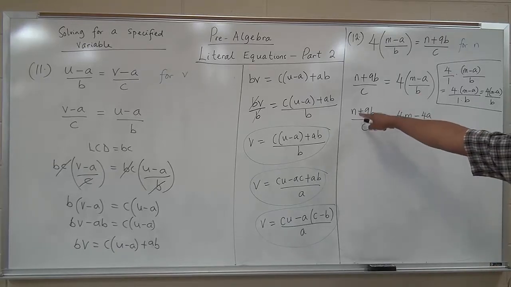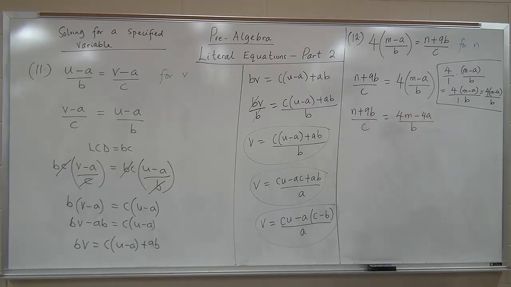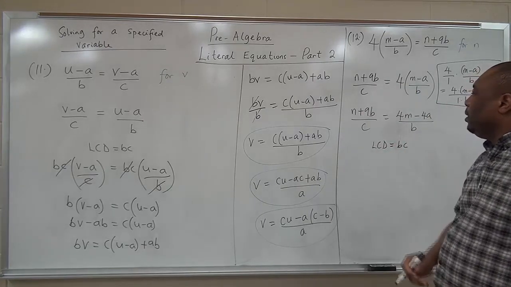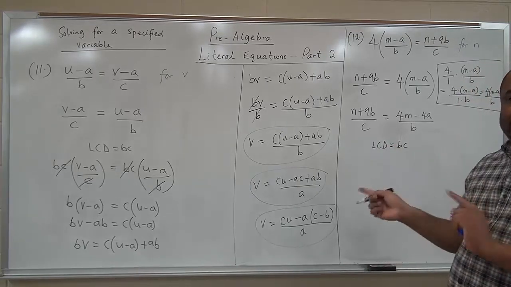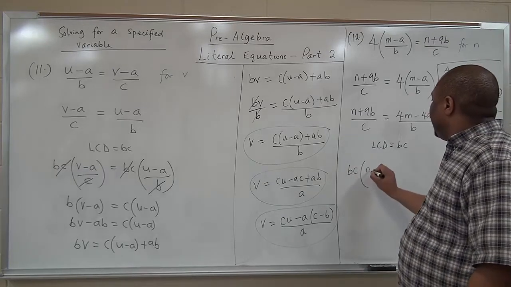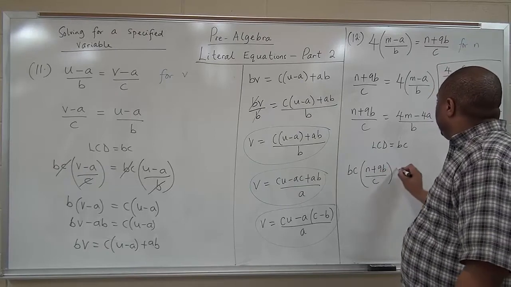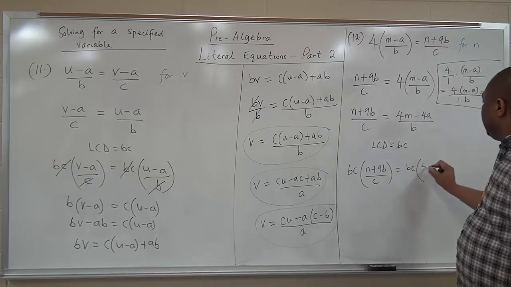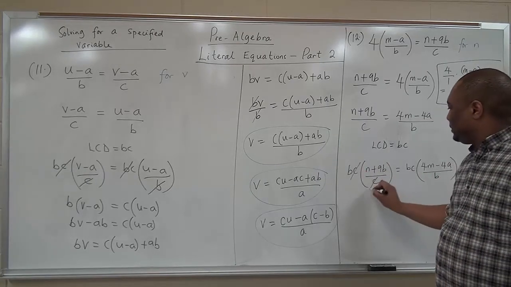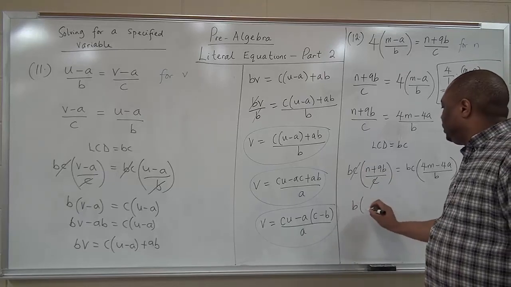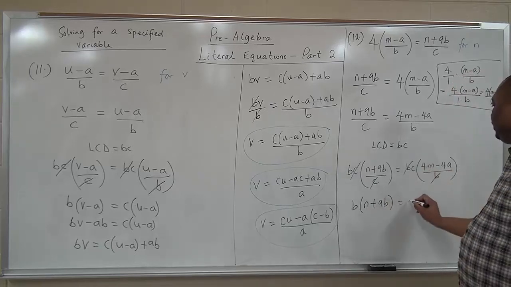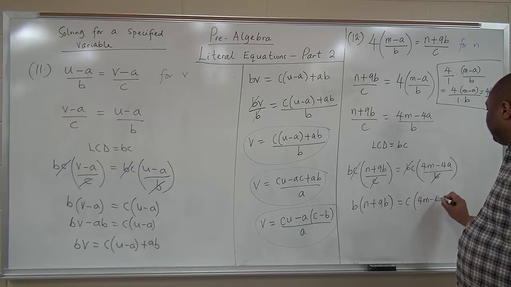Now remember, we are solving for n. So let's multiply. What's the LCD? If we don't like fractions, the LCD is BC. Multiply both sides by the LCD, which is BC. So BC times n plus 9b over c equal to BC times 4m minus 4a over b. C divides C. We have b times n plus 9b equal to, b divides b, we now have c times 4m minus 4a.